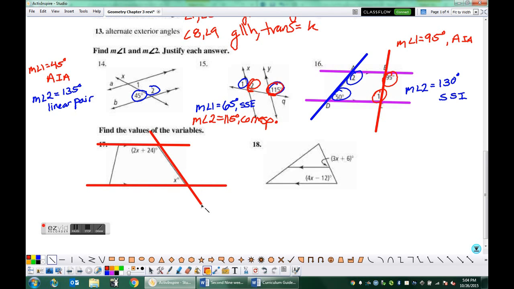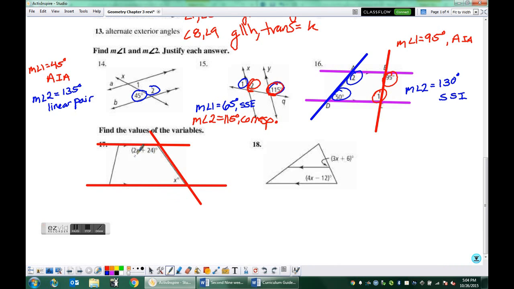17 and 18 we're going to do the same way. I'm going to extend the parallel lines. With my transversal here, I've got a pair of same side interior angles, so they have to add to 180 because they're supplementary. So I've got x plus 2x plus 24. Combine like terms: 3x plus 24 equals 180. So 3x is going to be 156, so x is going to be 52.